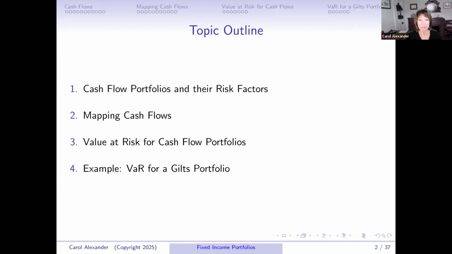And there are only 4 sections here, but I'll still do 6 videos. I'm going to take the first topic quite slowly. I'm going to define the different types of portfolios and their risk factors. And then I'm going to be continuing to go through the technical process of mapping cash flows. Then general theory about value at risk for cash flow portfolios. And for a particular example, we're going to be looking at applying that theory to a gilts portfolio. In other words, a portfolio of UK government bonds.